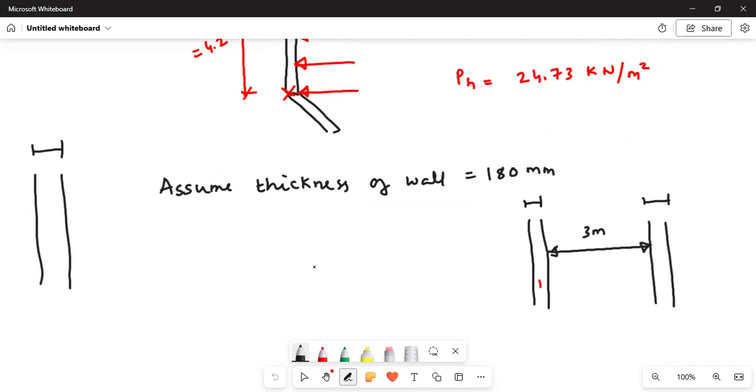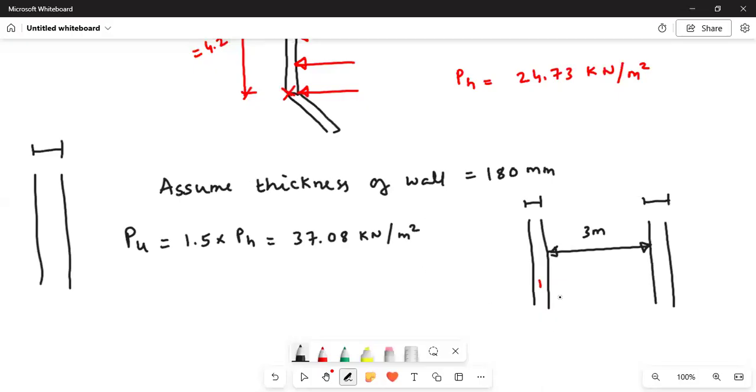Okay. So whatever lateral pressure you have gotten, it has to be factored. So you have to find the factored lateral pressure Pu equal to 1.5 into pH. When you are multiplying 1.5 to pH, you're getting 37.08 kilonewton per meter square.